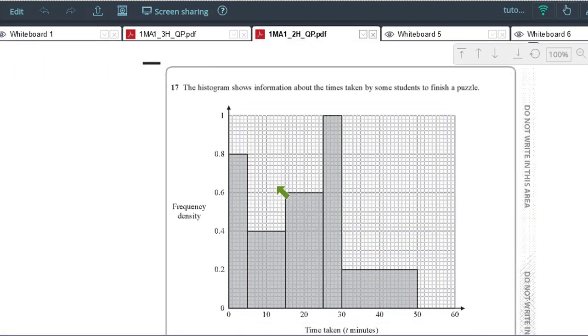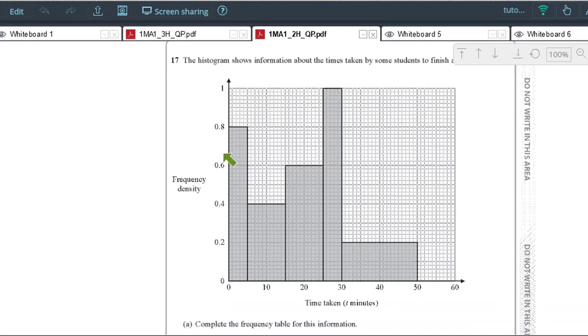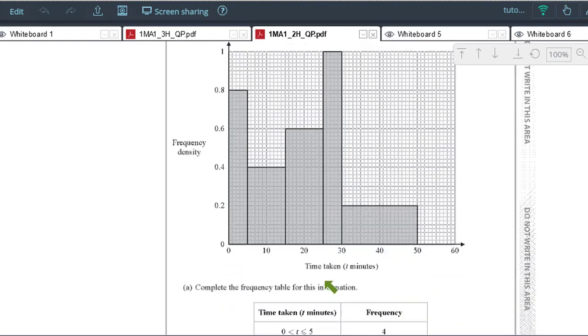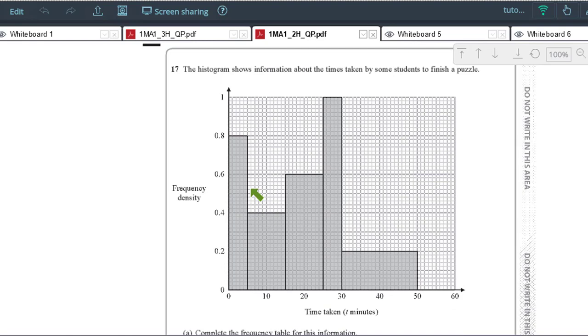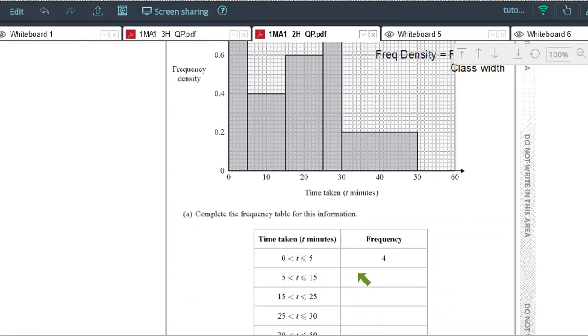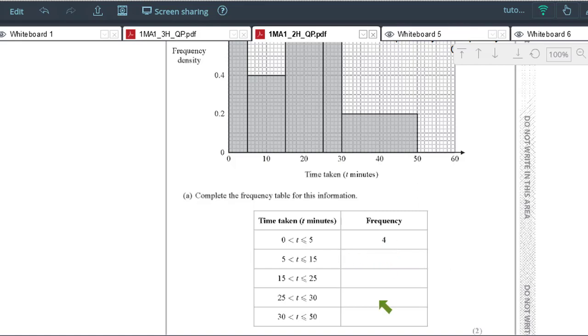Histograms. Now this is a straightforward histogram where they give you the frequency density axes calibrated. A more difficult one is where you have to calibrate it yourself using some information from the table. One thing you have to remember about frequency density is frequency density equals frequency divided by class width. This will often be required to calibrate your axes and sometimes even to work out, if you've got a table here and your frequencies are all given, your frequency densities.